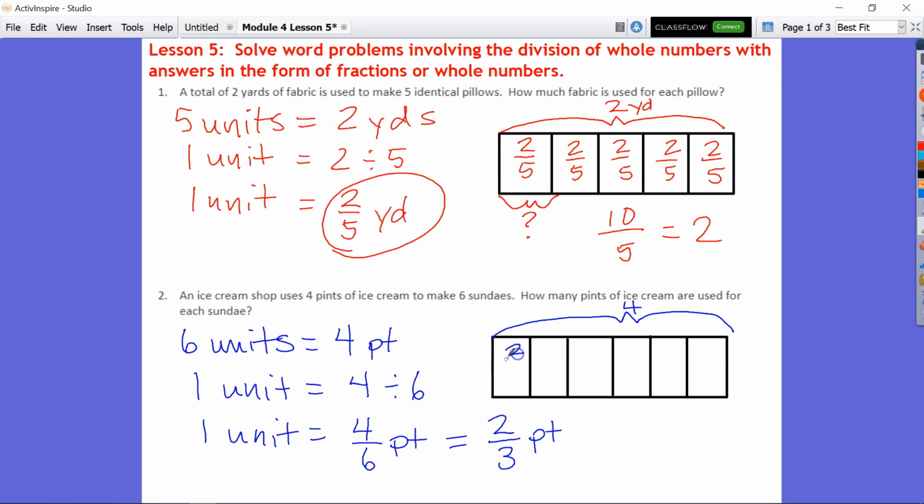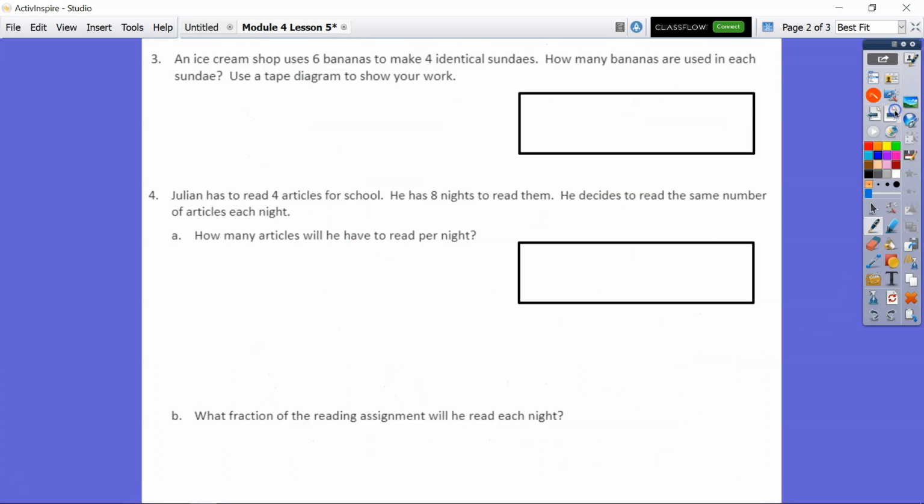So that means that each one will be 2/3, 2/3, 2/3, 2/3, 2/3, 2/3. That's 2, 4, 6, 8, 10, 12 thirds, which is equal to our 4 pints. Alright, let's take a look at number 3 here.